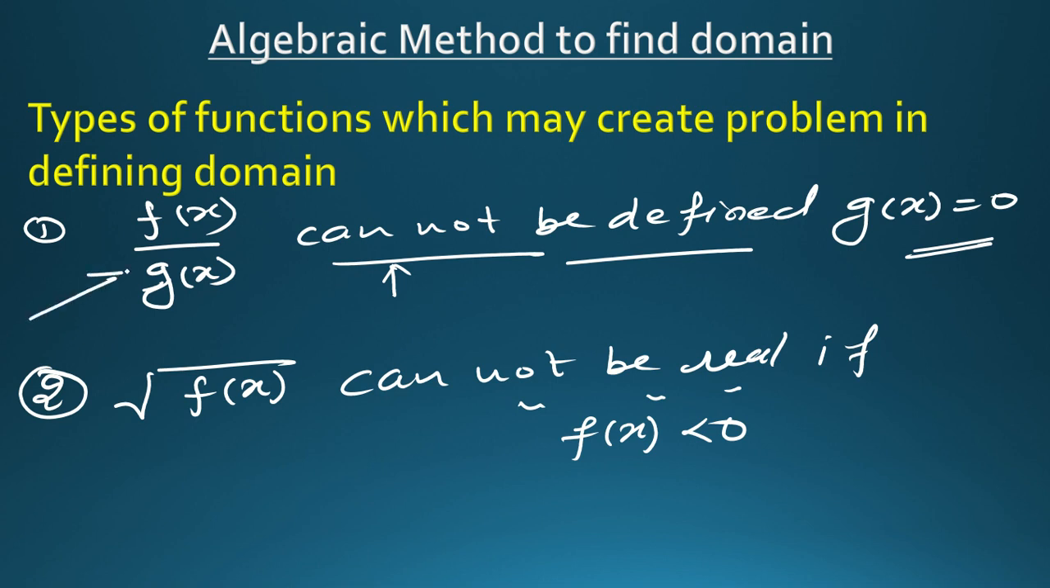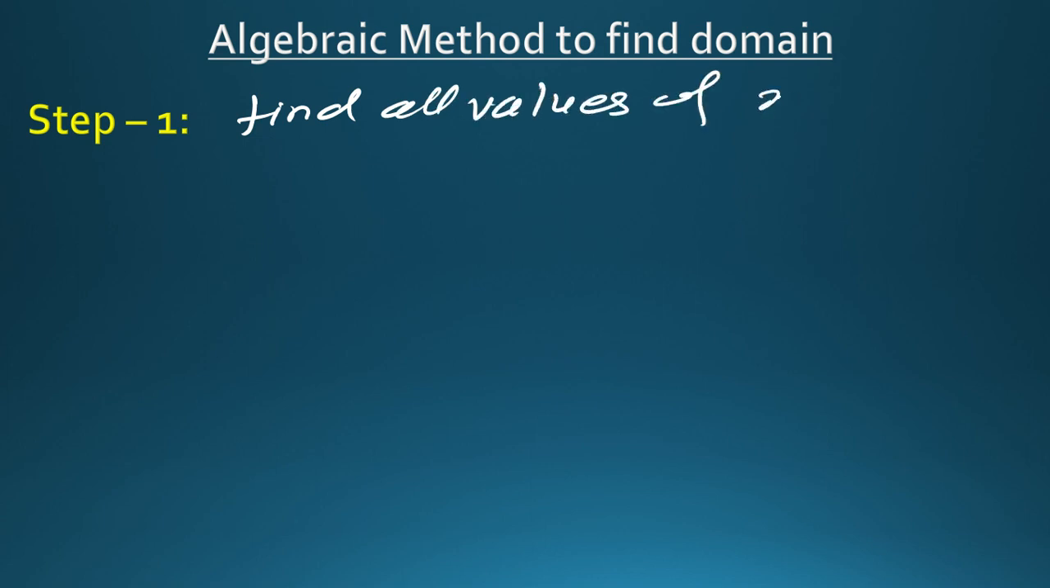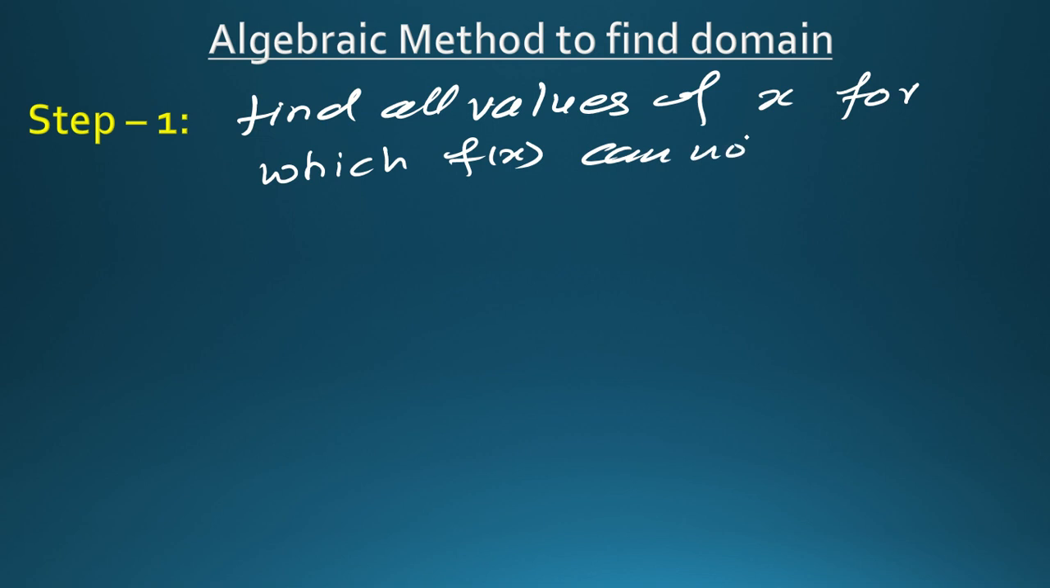First, when you have a rational function, then if the denominator is 0, the function will be undefined. And if you have a square root function, then if inside the square root sign you have a negative number, the function will be undefined. Okay. Now, let's see the method of how to find the domain. As the first step, you will find all values of x for which f(x) cannot be defined.